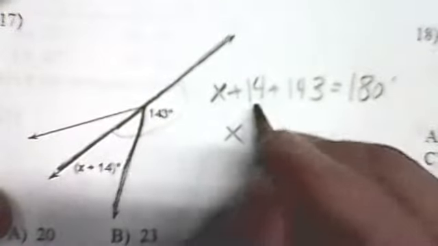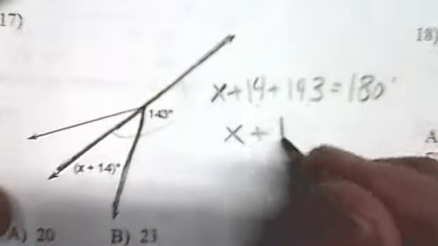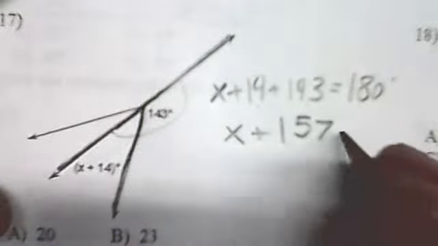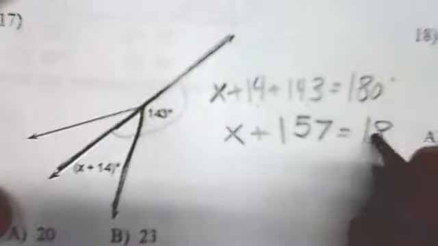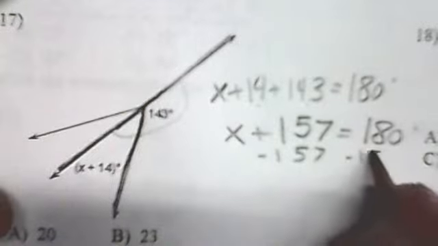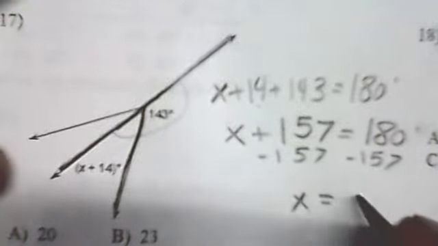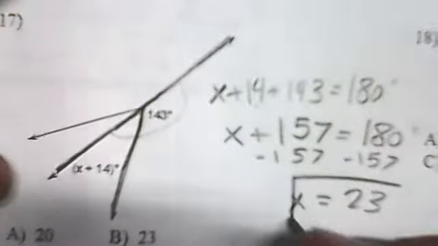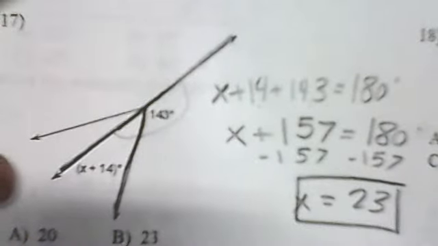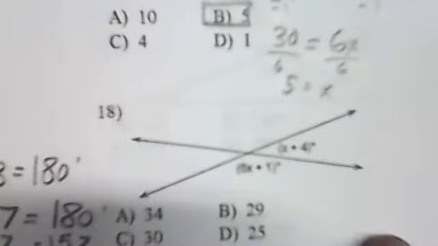So we have 14 plus 143. That makes 157. And that equals 180. So now if I take 157 from this side and take 157 from this side, we're going to find the answer real quick. Okay, x equals 23. So pick 23 and keep working.